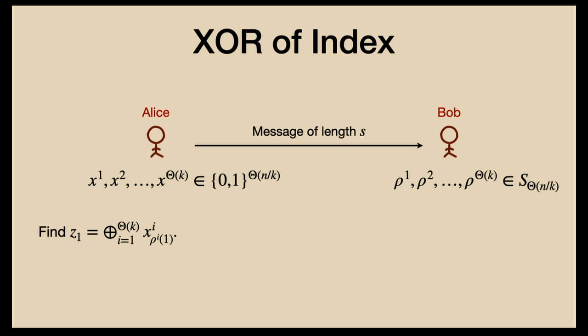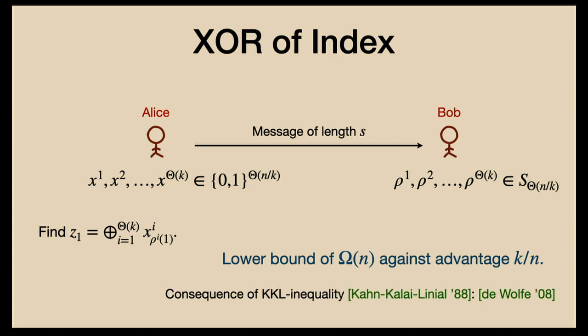All right. And right now here, what do we want the lower bound for? We have Alice and we have Bob. We're sending a message of length s, right, as we said in this previous communication complexity setting. And we want to prove a lower bound for this length s. And this s, you can actually prove that it's going to be omega of n against this very low advantage k over n. Right? And there are tools to do this.